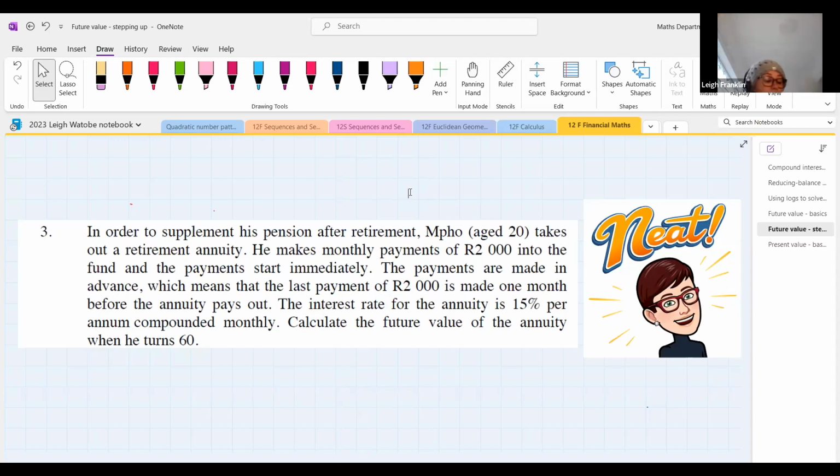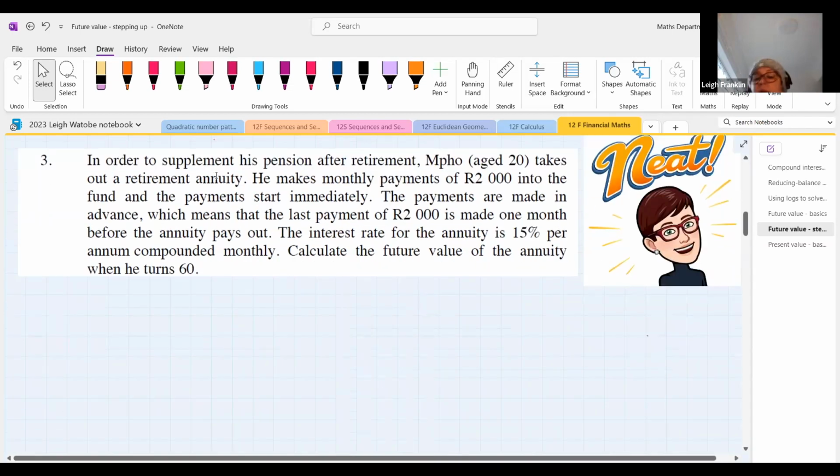Now this one is a little bit deceptive. They tell us that the payments start immediately. We are now used to, every time we see that the payments start immediately, adding 1 to n. But if we did it in this case, we'd actually be wrong.